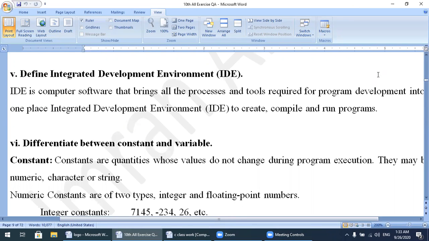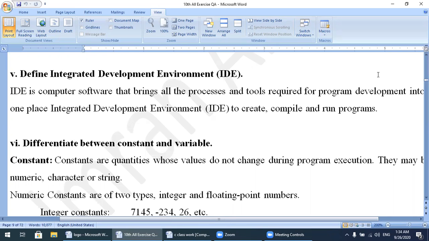Dear students, as you know, in the previous lectures we were discussing the IDE. IDE stands for Integrated Development Environment, the place where we write our computer program. The place where you will have to write your computer program is known as IDE. Just for revision, IDE is a computer software that brings all the processes and tools required for program development into one place.